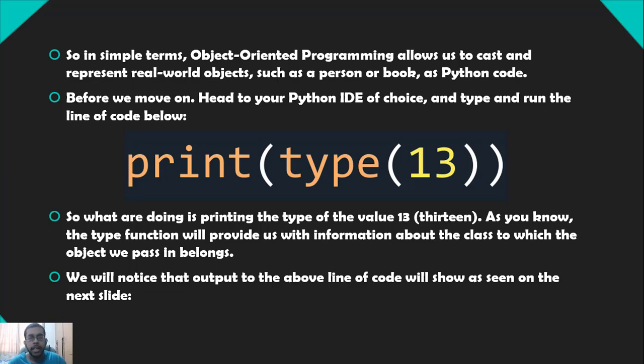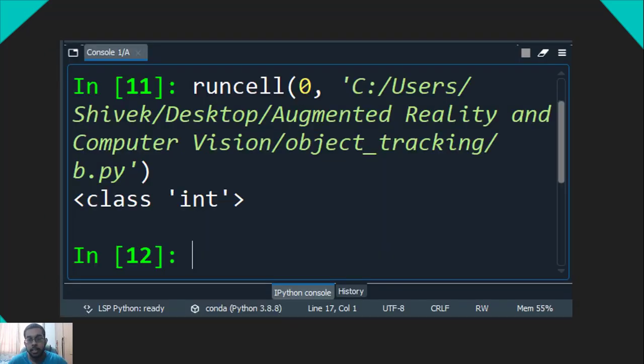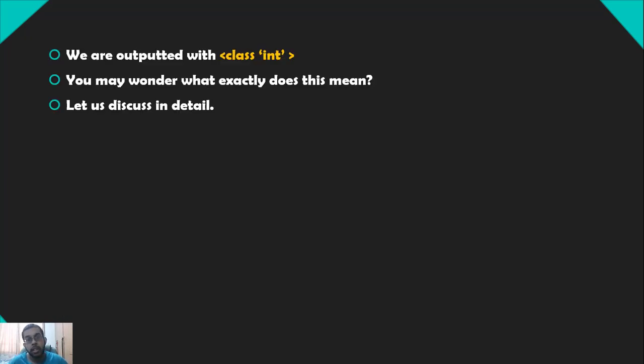Before we move on, head to your Python IDE of choice and type and run the line of code below. print(type(13)). So what we are doing is printing the type of the value 13. As you know, the type function will provide us with information about the class to which the object we pass in belongs. We will notice that the output to the above line of code will show as seen on the next slide. class int. We are outputted with class int. You may wonder, what exactly does this mean? Let us discuss in detail.